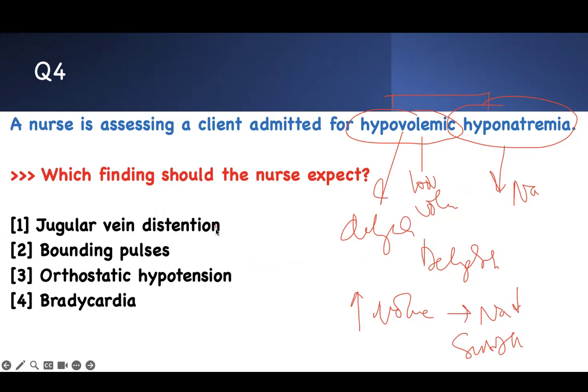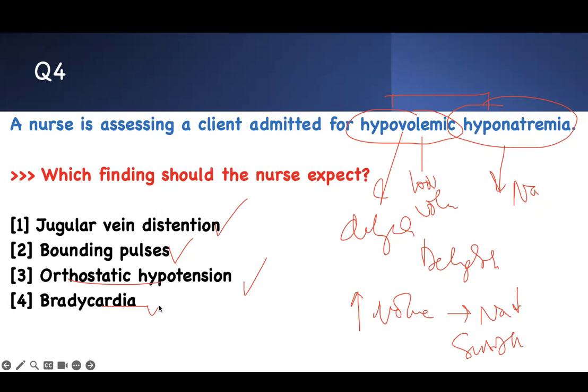Would I see a JVD? Think. Would I see bounding pulse? Don't pick the answer because they sound really bad. Orthostatic hypotension. Do you expect that? Bradycardia. Do you expect that? Then you stop the video, you answer it, and you come back and listen to me.